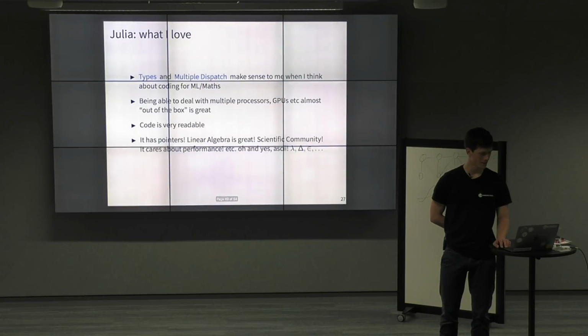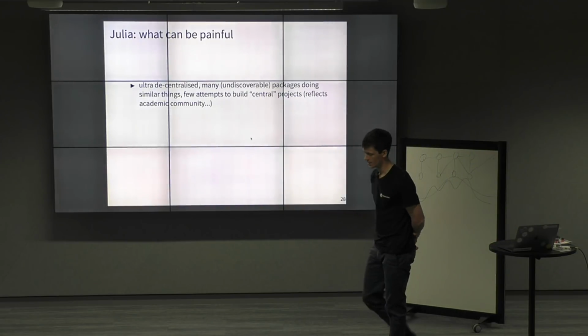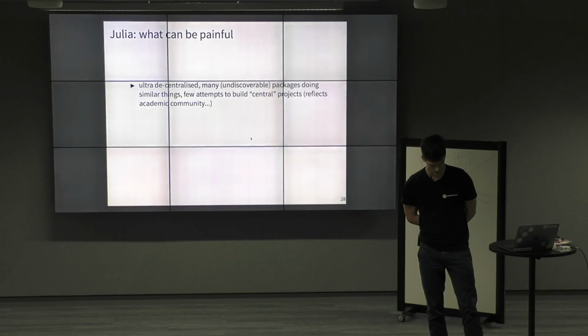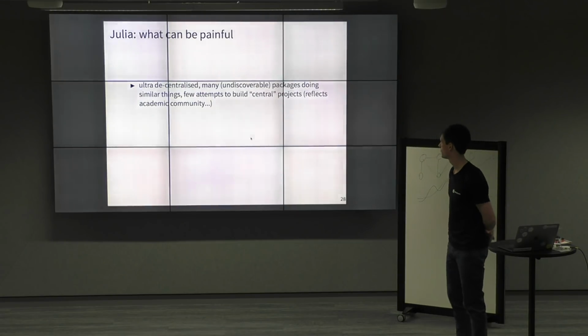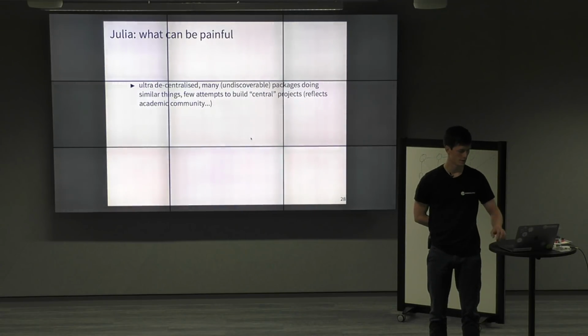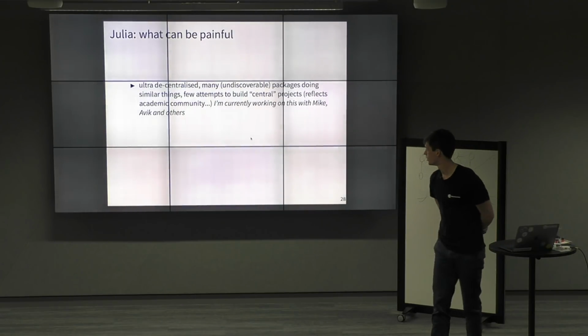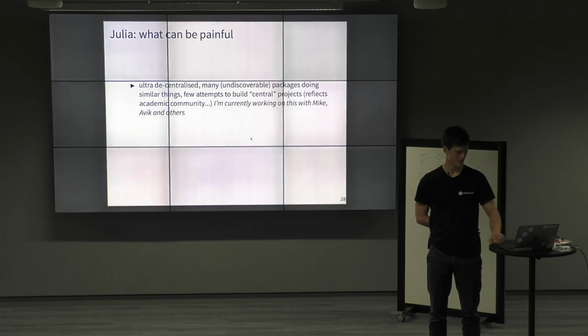So what I don't like is, there are ASCII symbols. Yay. What I don't like so much, and I guess it's probably a question of maturity more than anything else, is that it's very decentralized. There are very many packages, usually written by academics, that tend to be undiscoverable and unmaintained. That's a little bit annoying, and there are quite few attempts to build central projects. There are some, and I guess it's growing, but we need more. I'm currently with Mike and a few others hoping to do this for machine learning. If you're interested, come and talk to us later.